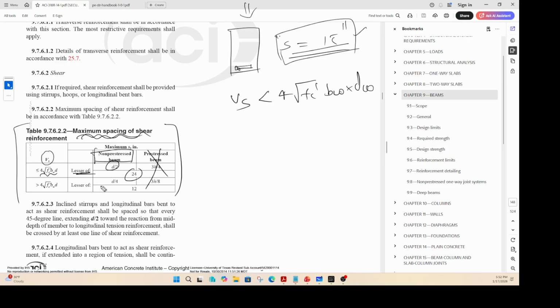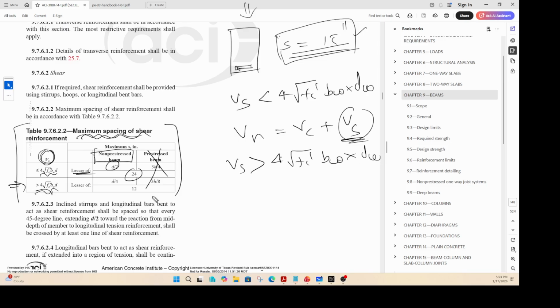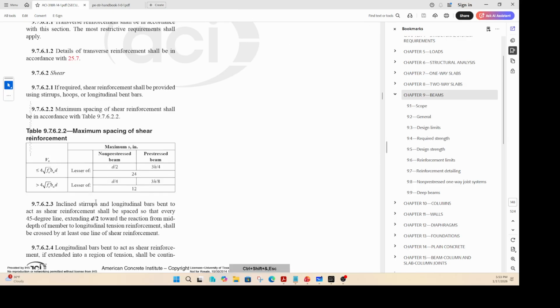Okay, but if that Vs, you know Vs now, right? The nominal shear, the portion is taken by concrete, and the portion taken by the steel is greater than this particular factor, right? So Vs greater than 4 root Fc prime Bw into dw, then you fall under this row, and then you pick up your value from d by 2 or 12. So that is the minimum spacing required, so maximum spacing required.